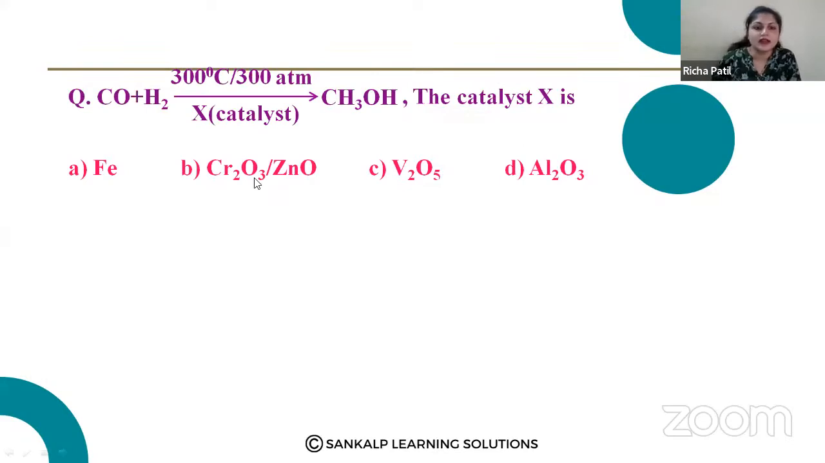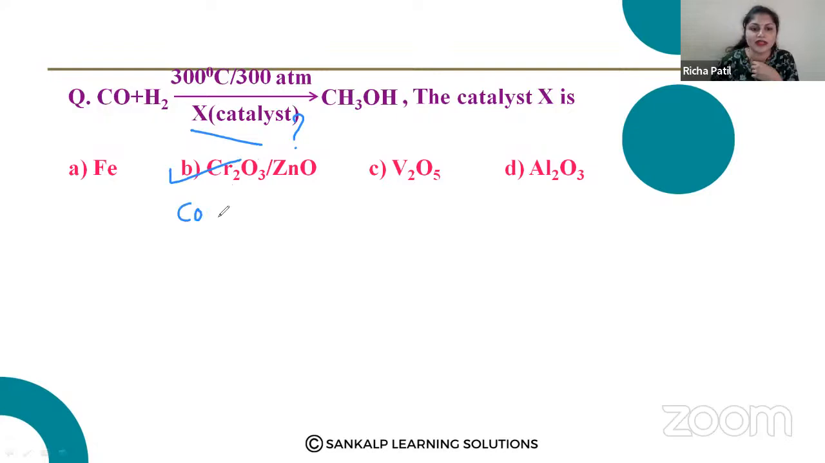So next is carbon monoxide plus H2. The condition is 300 degrees Celsius, 300 atmosphere pressure, and a catalyst is taken. They have asked which catalyst X is used to convert carbon monoxide plus H2 to CH3OH. So we have to tell which is the catalyst. Here the catalyst is B, chromium oxide in the presence of zinc oxide.